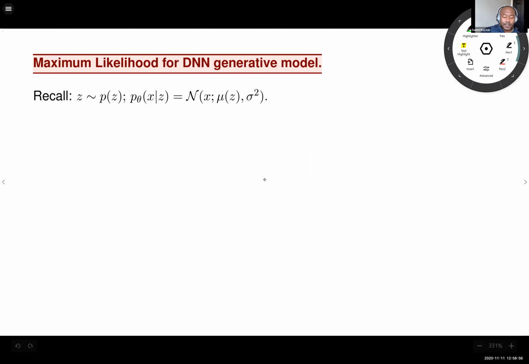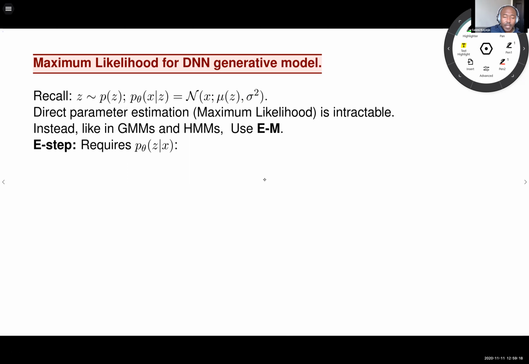We're going to do this with neural network functions. Again, I have a two-step process. I have Z from some simple distribution like a Gaussian, and then data given Z, where the mean is some neural network function, and then I have additive noise on top of that.